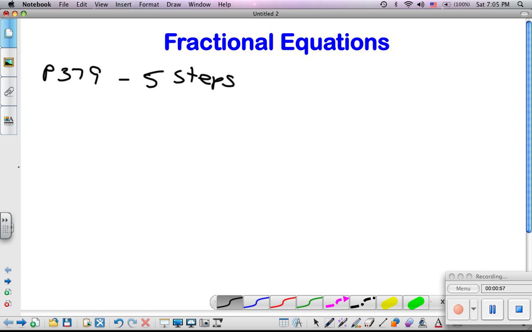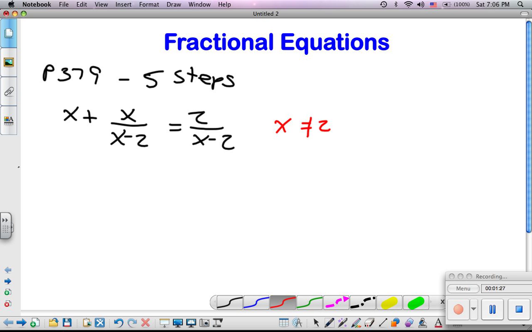So let's try this first one. We'll say x plus x over x minus 2 equals, now it's an equation because we have this equal sign in it, 2 over x minus 2. The first step was to write down the domain restrictions. So we know that x cannot be equal to 2, because when x is 2, we'll get 2 minus 2, which is 0. We'll divide by 0, which is a no-no. We do not want to do that.